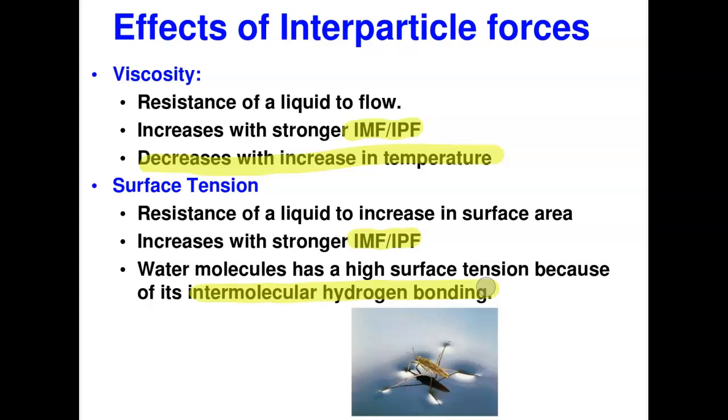A very good example we can see here is the picture of a water strider. You see the water strider here? This water strider can easily stand on the elastic skin of water without sinking, because that skin provides a standing for it to stay. And this is made possible because of the high surface tension of water molecules brought about by the hydrogen bonding.